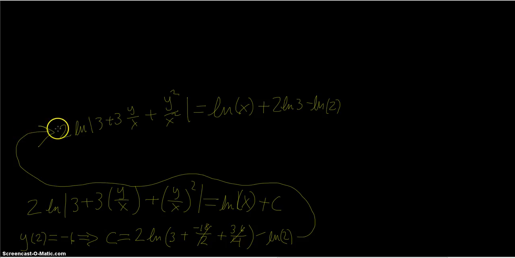And squiggly arrow up to say that, alright, we've solved for c. Now we can say that our general solution is 2 times absolute value of 3 plus 3 times y over x plus y squared over x squared equals log x plus 2 times log 3 minus log 2.